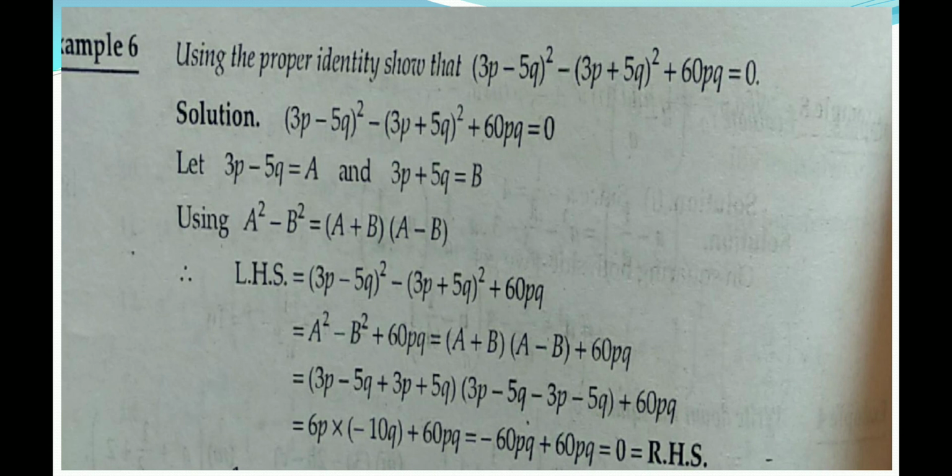So minus 60pq plus 60pq. One is a negative term, the other one is a positive term. So the same terms, minus 60pq and positive 60pq, cancel out, which is equal to 0. Therefore left hand side equals right hand side.